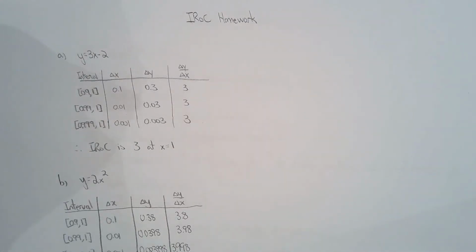For this video, we're going to take up the homework on the instantaneous rate of change. So I had 4 functions here. I basically set up my table, and then I solve for the slopes of the secants, which will help me approximate the slope of the tangent at x equals 1.